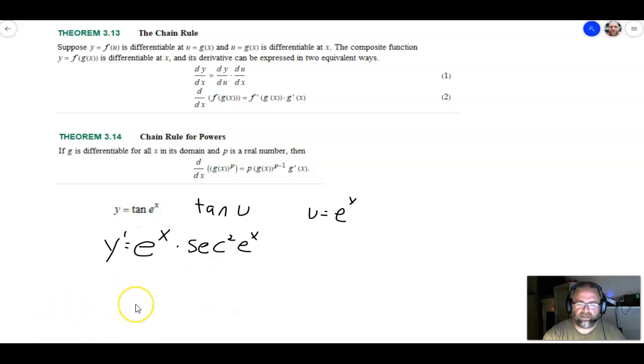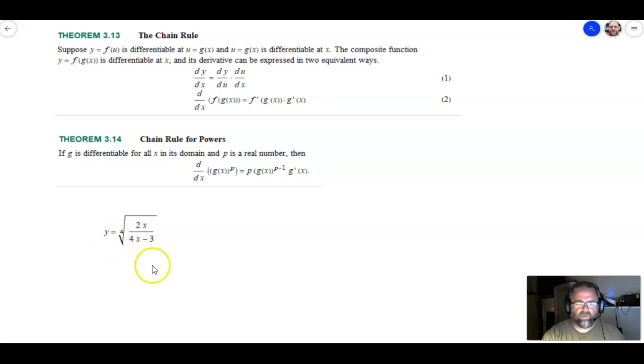So let's take a look at a harder example, where we actually have chain rules nested inside chain rules. All right, so now we have y is equal to the 4th root of 2x over 4x minus 3. So this is a little bit harder here. Go ahead and see if you can solve this one, and then come back for the solution.